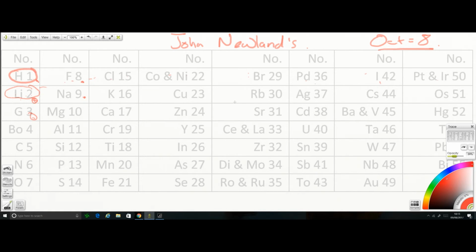Now this was a good observation at the time. However, the pattern only works up to calcium, right? It doesn't work any further than calcium. So that was one of the weaknesses of John Newland's periodic table.